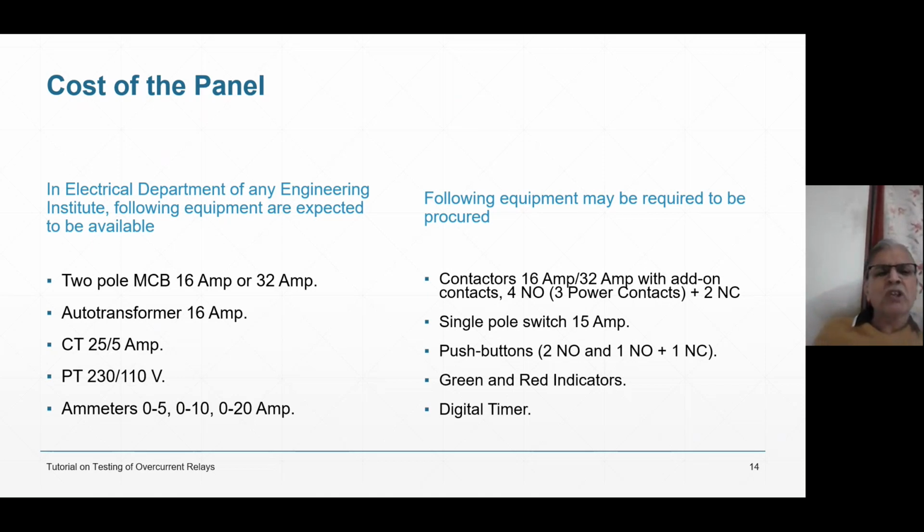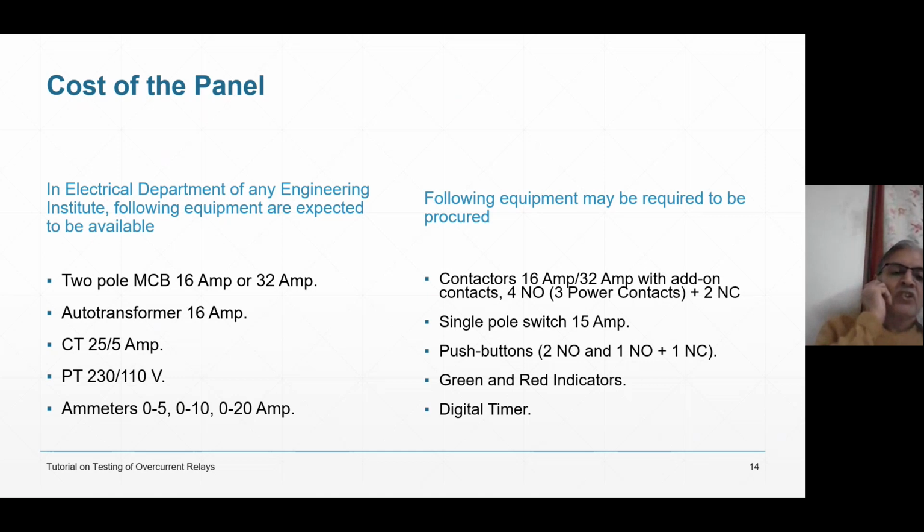So 2-pole MCB 16 ampere or 32 ampere, cost is not much different. You see, 16 ampere or 32 ampere, cost is not much different. But you can go for 16 ampere also, no problem. Auto transformer 8 ampere or 16 ampere, you can go for. CT 25 by 5, you can go for 10 by 5 also, I don't mind. PT usually 230 by 110 volt.